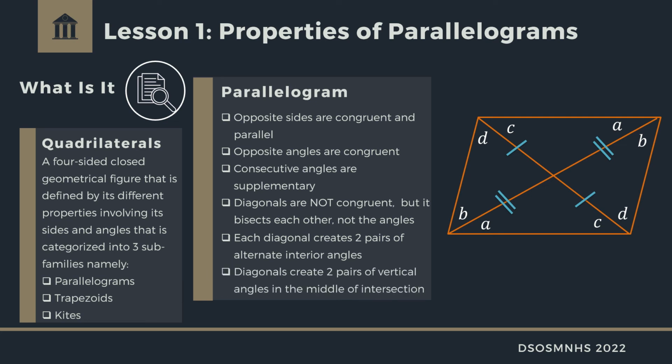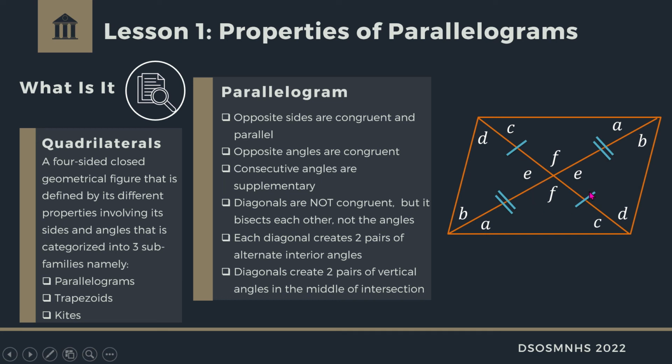Then lastly, diagonals create two pairs of vertical angles. The two diagonals that cross each other create two pairs of vertical angles in the middle, at the intersection. So where can we see them? That one. Angle E, its pair is also angle E, which is smaller compared to angle F, the opposite angle F.